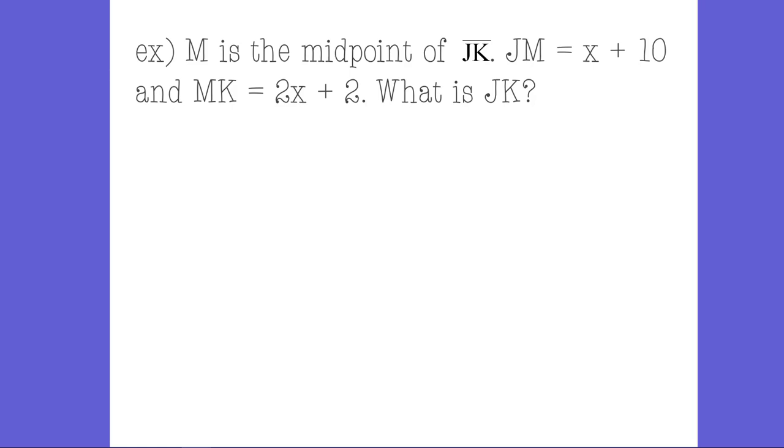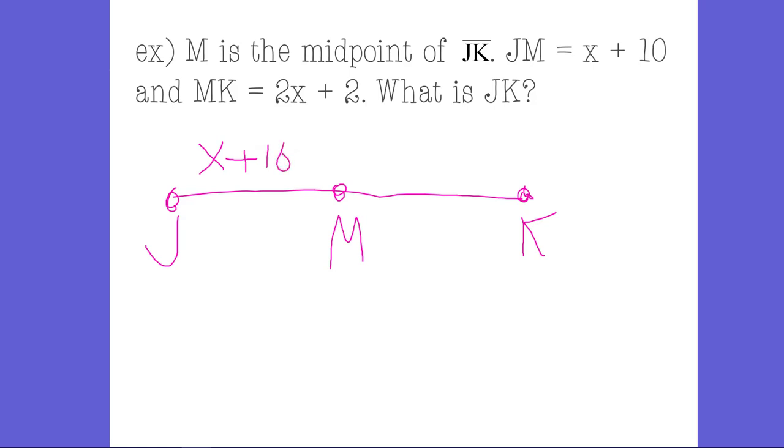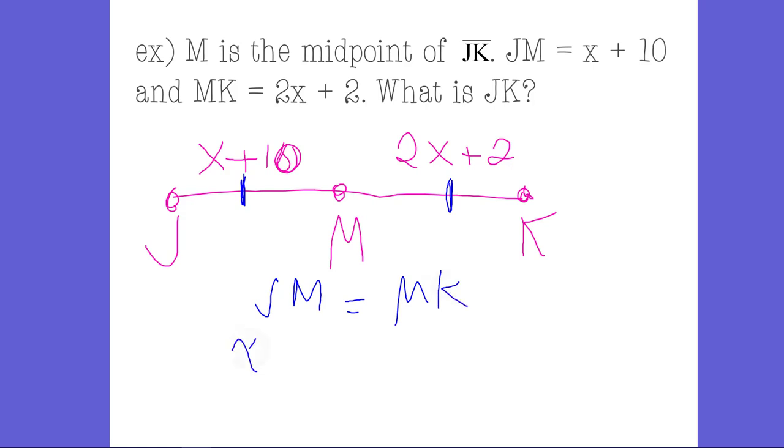Okay, our example is if M is the midpoint of JK, so here's M, here's J and K. M is the midpoint of JK, and JM is x plus 10, and MK is 2x plus 2. What is JK? So if M is the midpoint, that means that this segment and this segment are congruent to each other. It's cutting that segment into two equal pieces. JM should be equal to MK. So I can set up the equation x plus 10, which is segment JM, should be equal to 2x plus 2.